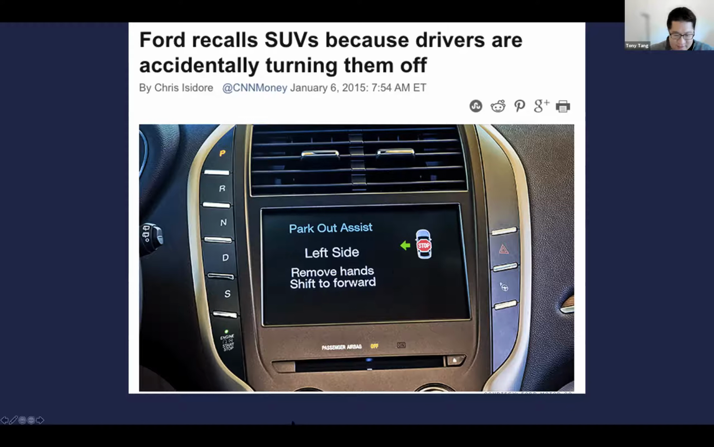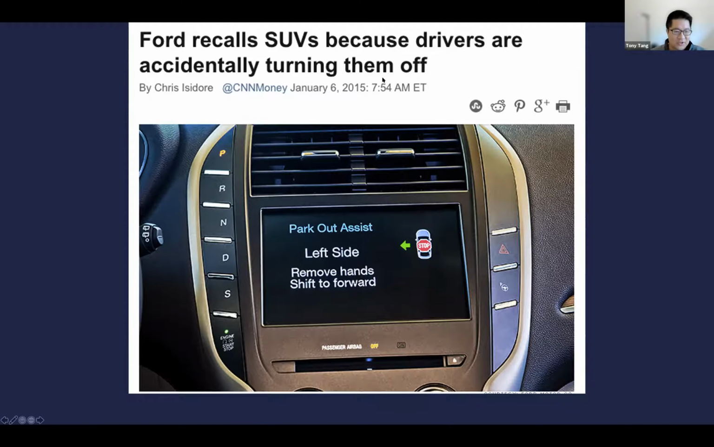Okay, so this is the first thing that I like to share at the beginning of many of my classes. I think this is a hilarious example. So this is a story, actually now, each year it gets older and older, but this is a story from about 6 years ago now, I suppose. And the headline is Ford recalls SUVs because drivers are accidentally turning them off. And this is the console.